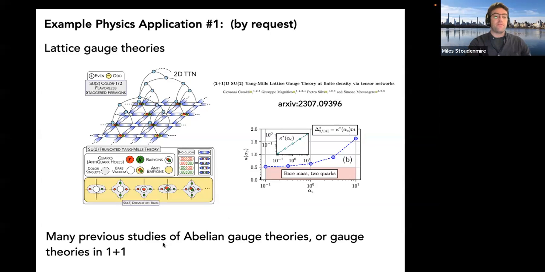There's a very nice list of references at the beginning of this paper, and you can look back and see that there have been many previous studies of lower dimensional lattice gauge theories, or abelian lattice gauge theories. And then this paper is trying to push into 2+1D lattice gauge theories with non-abelian, I don't even know the word, but it's a non-abelian lattice gauge theory. So just showing that this is a field that's being pursued, and it seems like a really nice direction.